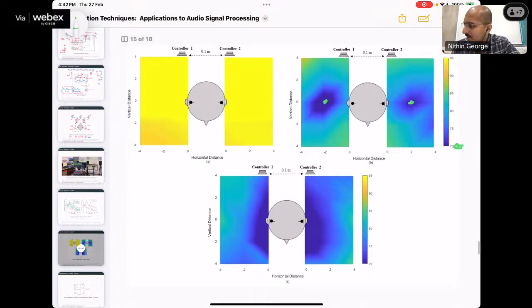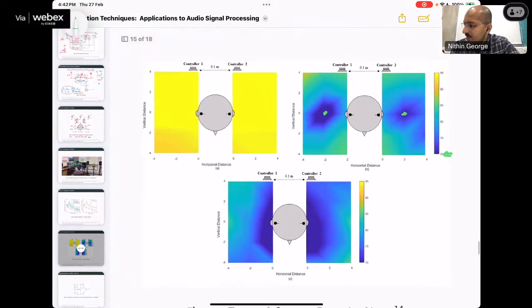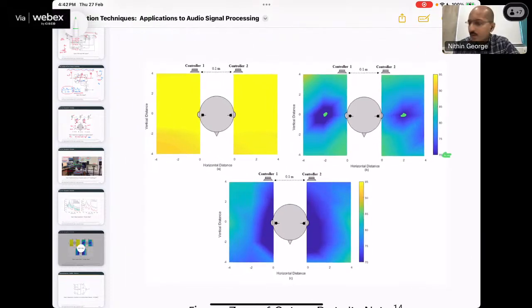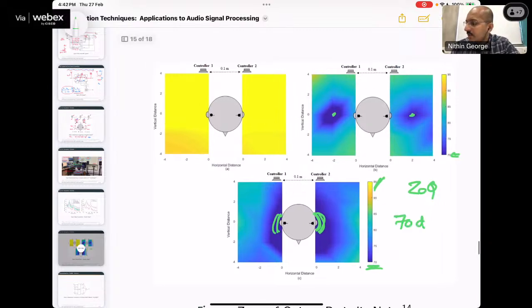But in this paper, what we did is, we did a different algorithm where the zone of quiet, we call it the ZoQ. So the zone of quiet, we could move it towards the ear of the person. So this is the region where the noise is getting cancelled. You see now the blue color. The blue color is like 70 dBA sound. And this was 95 dBA. So that much reduction in sound, it is 70 dBA.